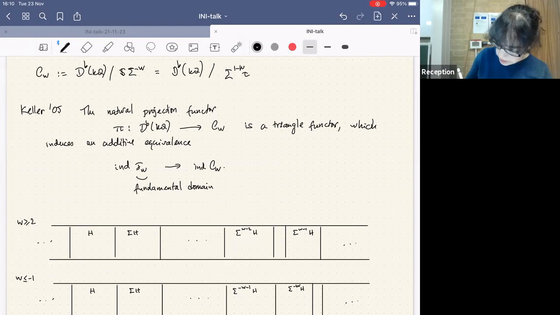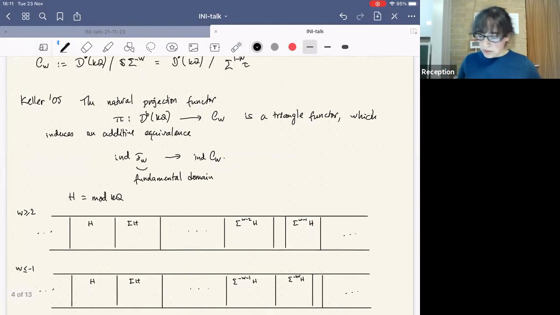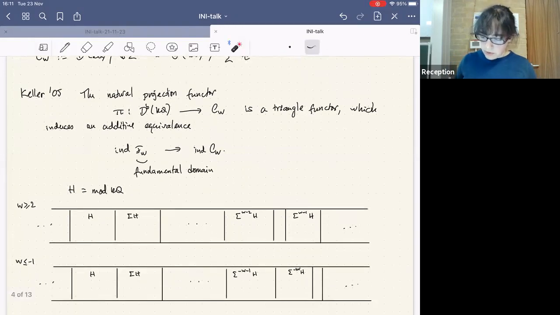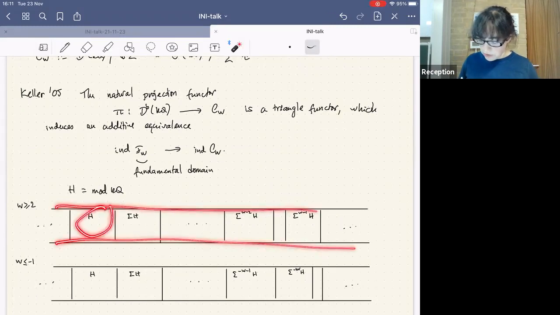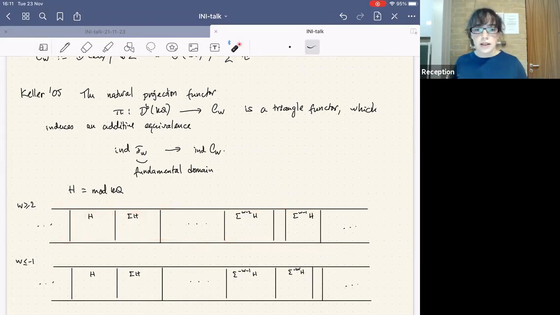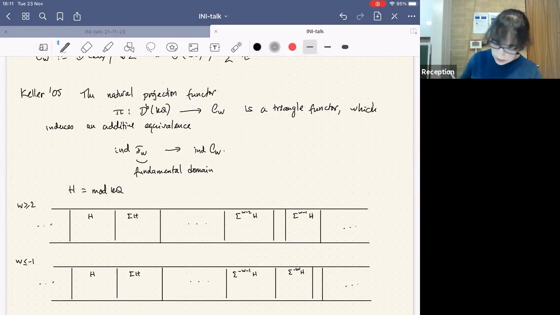Okay, so here I'll denote by H the mod KQ. Here's a picture for the derived category. It's hereditary, so you have the mod category and then it shifts, like this. So for W bigger or equal than 2, you've seen the fundamental domain for the higher cluster category. So if you take a projective here.